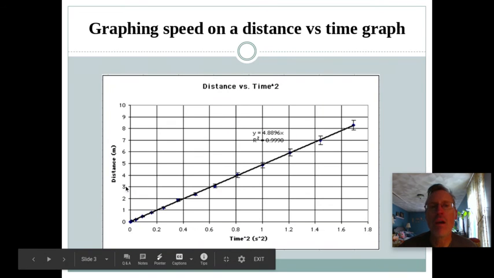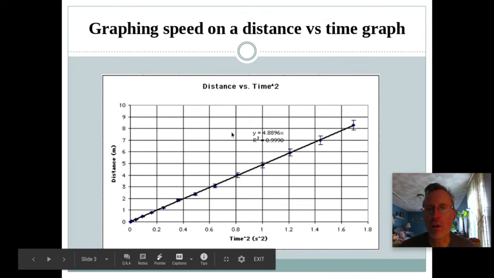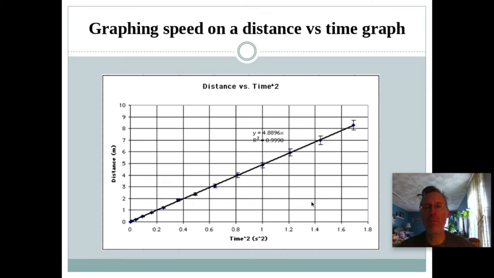On a distance versus time graph, this is also in the last video, when you're moving at a constant velocity, that shows up as a straight line. If you're going forward, it's a straight line going down. If you're going back, and also that the slope of the line tells you how fast you're going.